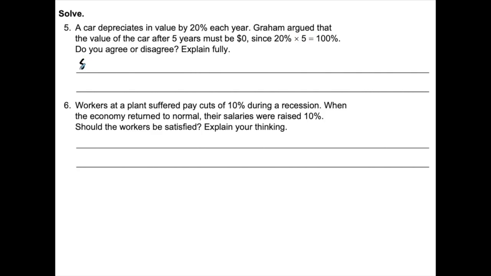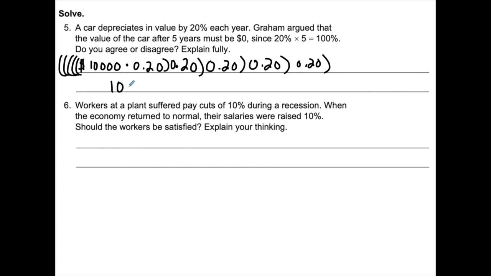So let's say my car starts being worth $10,000. Once I take 20% off, that's my amount after the first year. But after the second year, I'm not taking 20% off the 10,000. I'm taking 20% off what's remaining of that. And then after that, I'm not taking off the original. I'm taking off what's remaining. And so on.